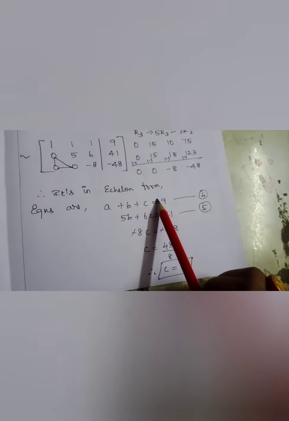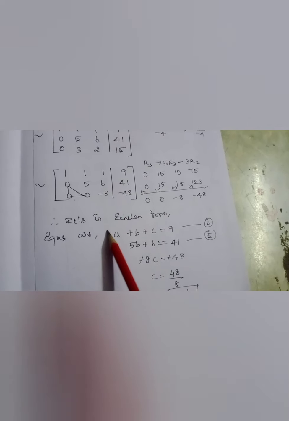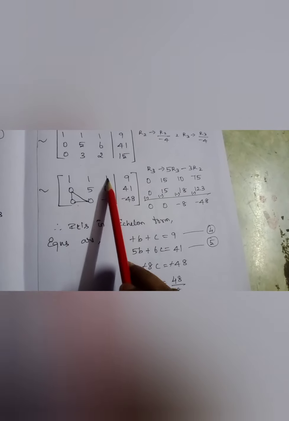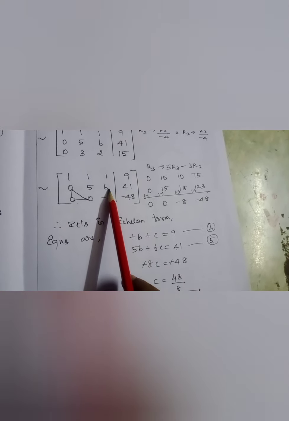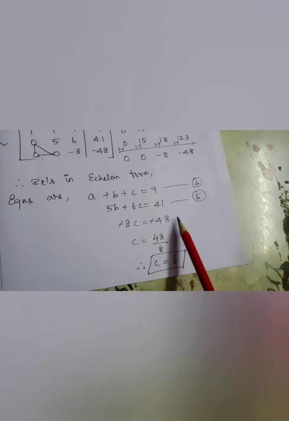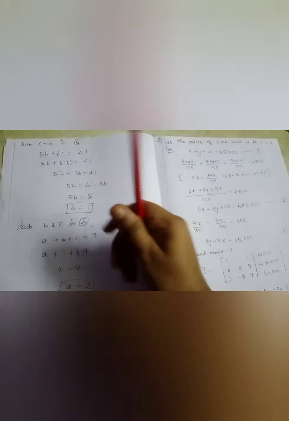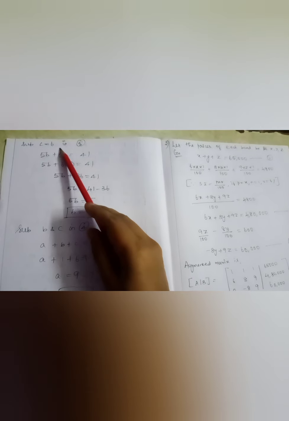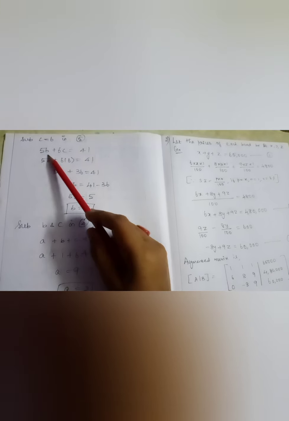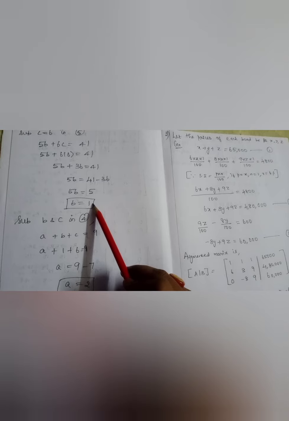After getting it in the echelon form, we will go by the back substitution method. a plus b plus c is equal to 9, 5b plus 6c is equal to 41, and minus 8c is equal to 48. From minus 8c is equal to 48, you can get the value of c to be 6. Substituting the value of c as 6 in the fifth equation, that is 5b plus 6c is equal to 41, in the place of c I will substitute 6. So I am getting 5b is equal to 5 and b takes the value 1.